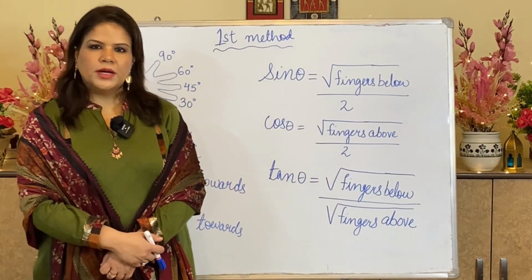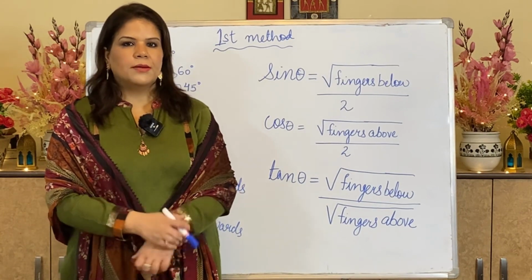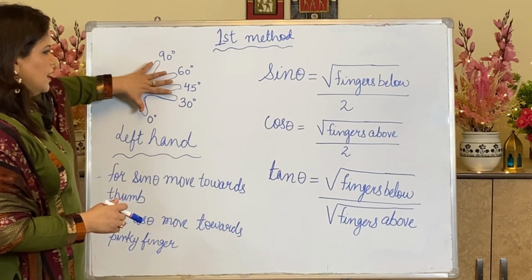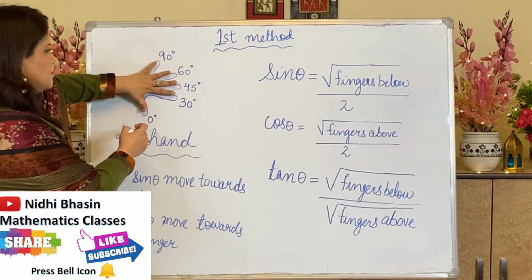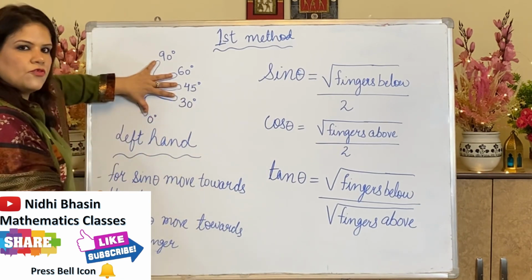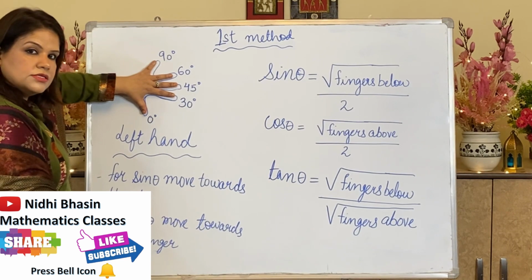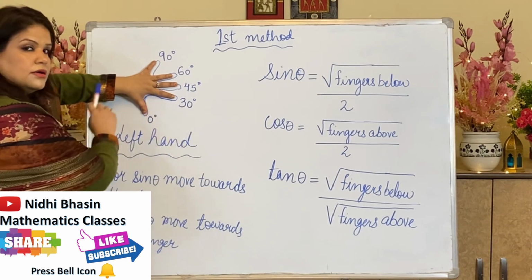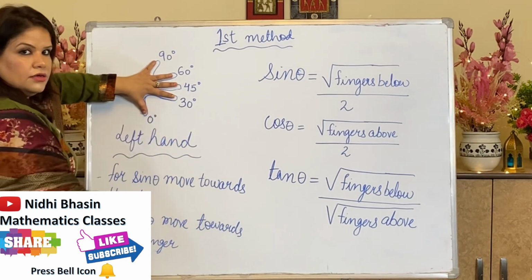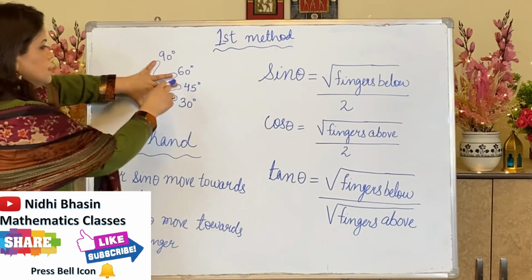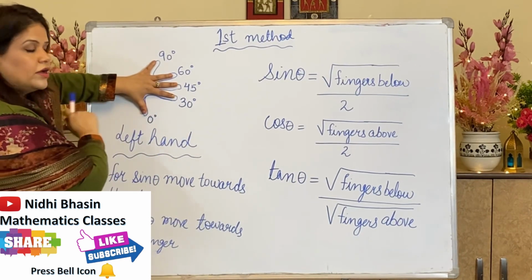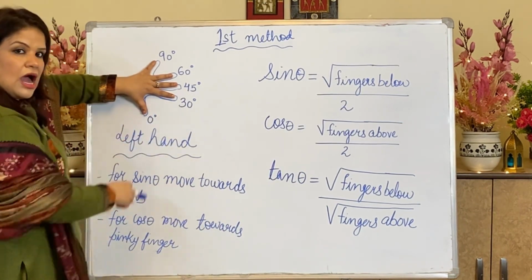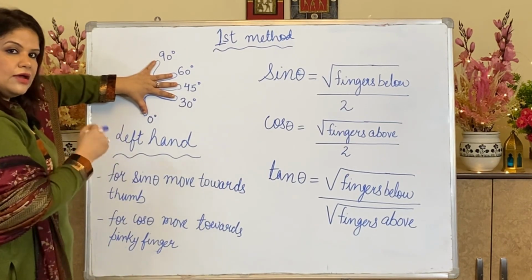I will be giving you two methods for drawing the trigonometric table. I am first taking the first method. In that method, I will be using my left hand and I will be using these values on these fingers. The thumb is pointing towards south and it is 0 degree. Then 30 degree. And the middle finger will be 45. And then 60 degree. And the last finger, known as the pinky finger, will be 90 degree. So this way, and which hand am I using? I am using the left hand.